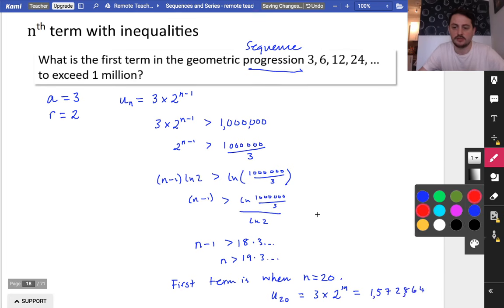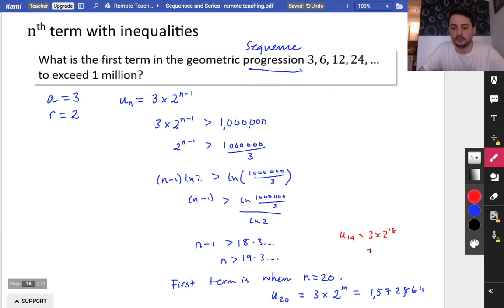What I might do, just to make sure that I've got this correct, is try what u19 is, which would be 3 times 2 to the power of 18. You can pretty much see what this is going to be. So if I change it to 3 times 2 to the power of 18, you do get 786,432, which is less than 1 million. So this is the first one that exceeds 1 million.